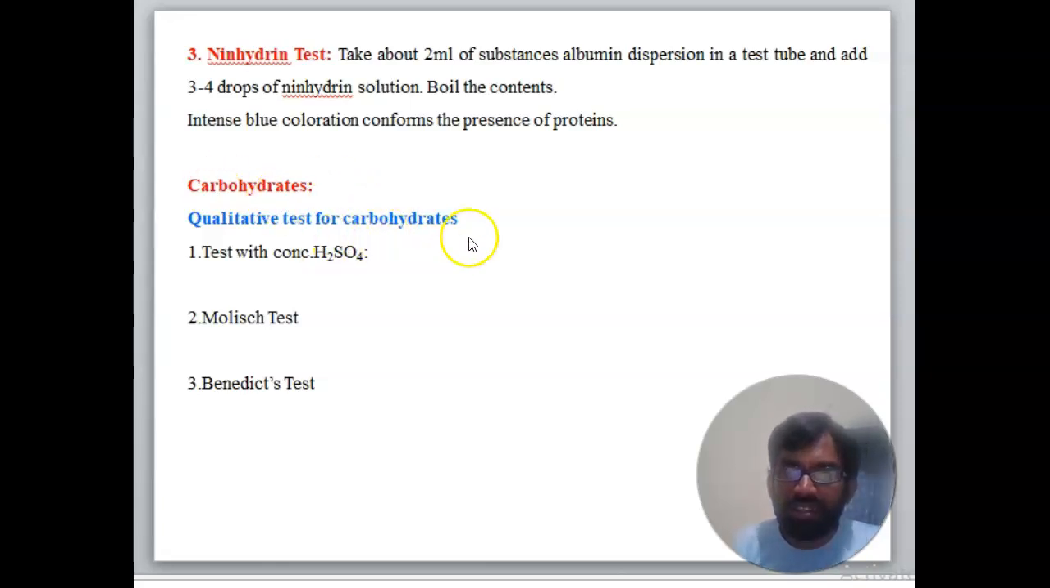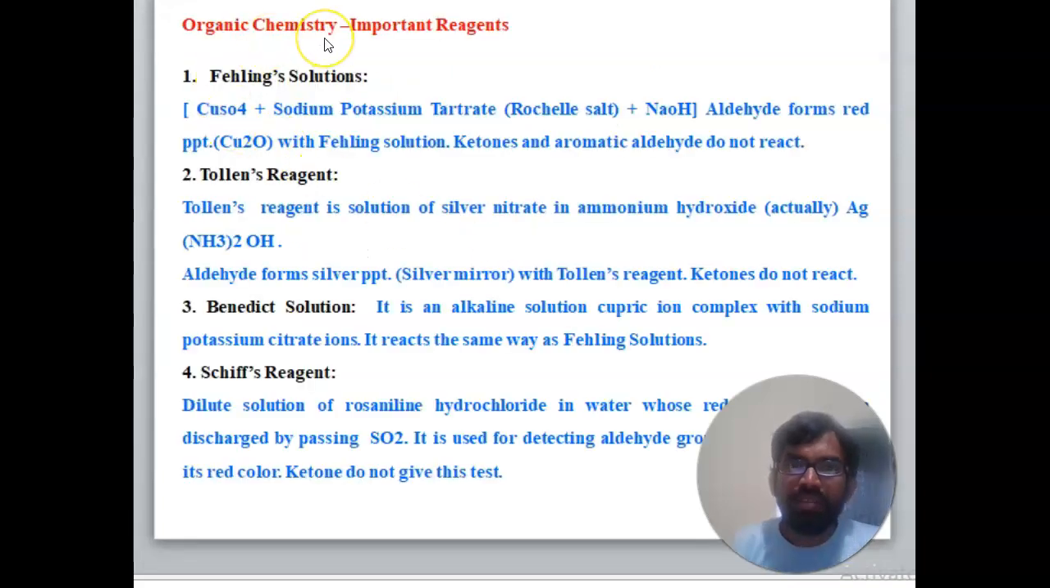And what are the tests for carbohydrates? Here also there are 3 tests: the concentrated sulfuric acid test, Molisch test and Benedict test. While doing the experiments, you need to know some important organic reagents. Fehling's solution contains copper sulfate, sodium potassium tartrate and sodium hydroxide. Aldehyde forms a red precipitate, while ketones and aromatic aldehydes do not react with Fehling's solution. That is the main concept of Fehling's solution.